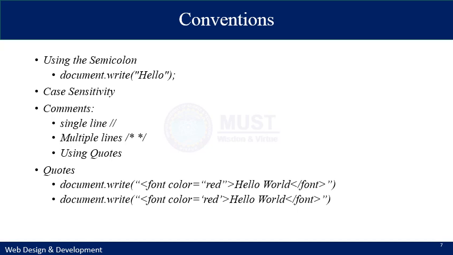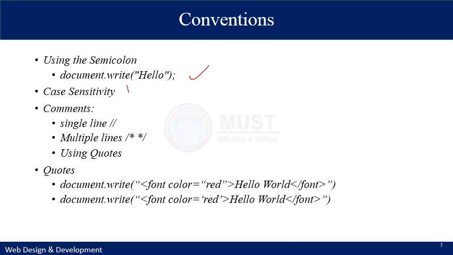So here are some common conventions that you will use in JavaScript, and these are very similar to other languages. For example, every line of code in JavaScript ends with a semicolon. So make sure to use the semicolon at the end of each statement. For example, the statement document.write with some text, hello, is used to convey this. It writes hello in the HTML file, and it displays at the start of the page.